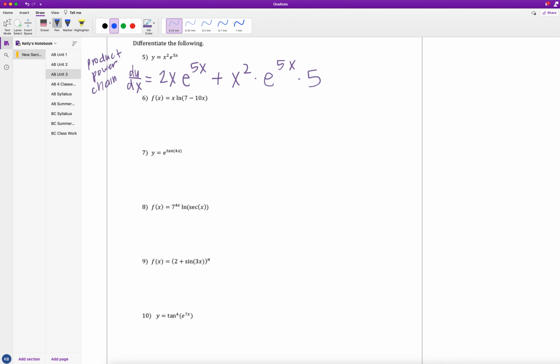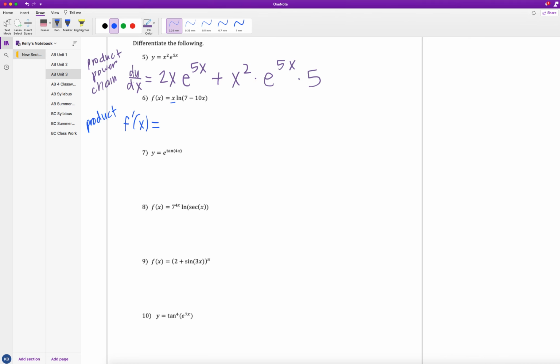Okay, let's look at example 6. We have f of x equals x times the natural log of 7 minus 10x. What rule or rules do you think we're going to have to use to find our derivative for example 6? So we will need a product rule here, since I have x times the natural log of 7 minus 10x, so I have 2 functions. Why don't you pause the video and find your derivative in example 6.